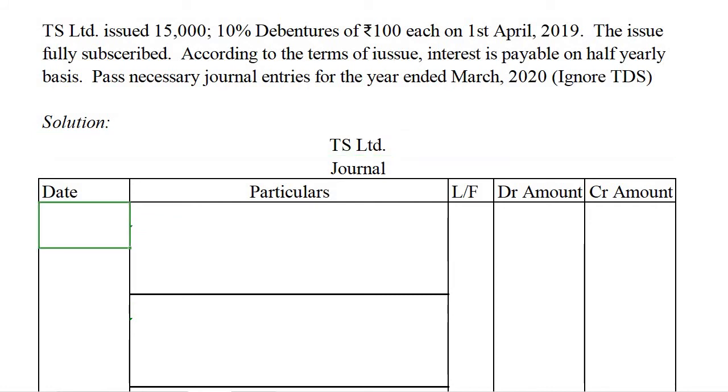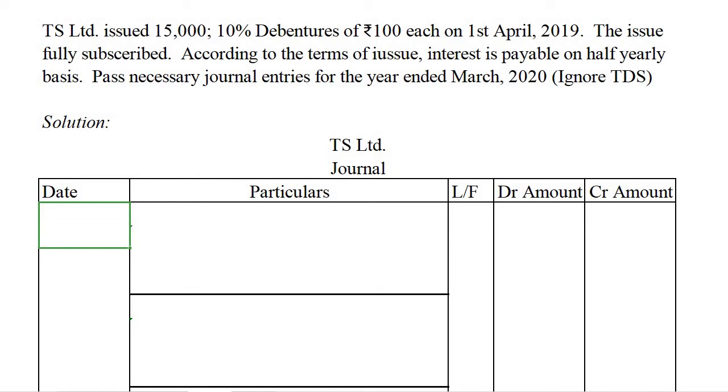So what do we have to write? We have to write the first journal entry. What is the first journal entry? It is not the interest here. But here we have to write the journal entry for the issue of debentures. That we know, what is the journal entry for the issue of debentures.